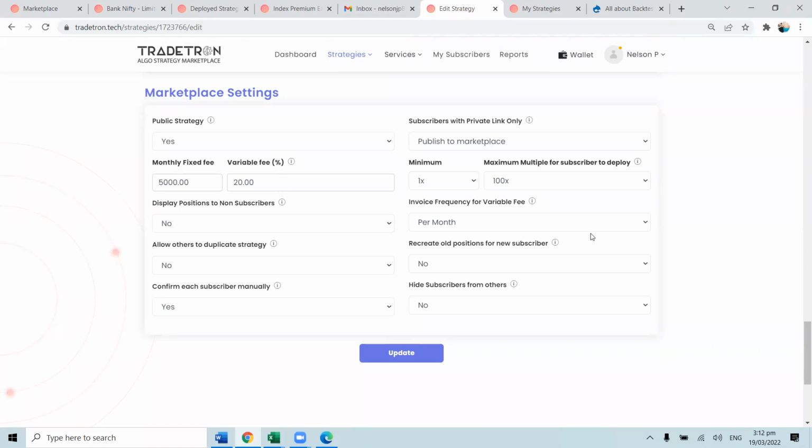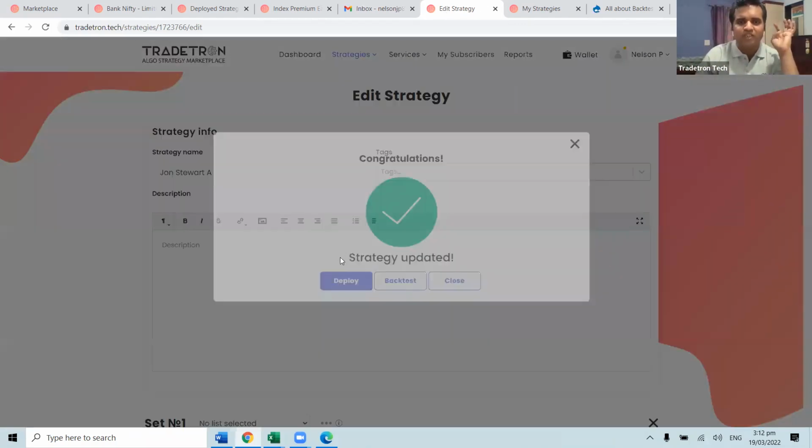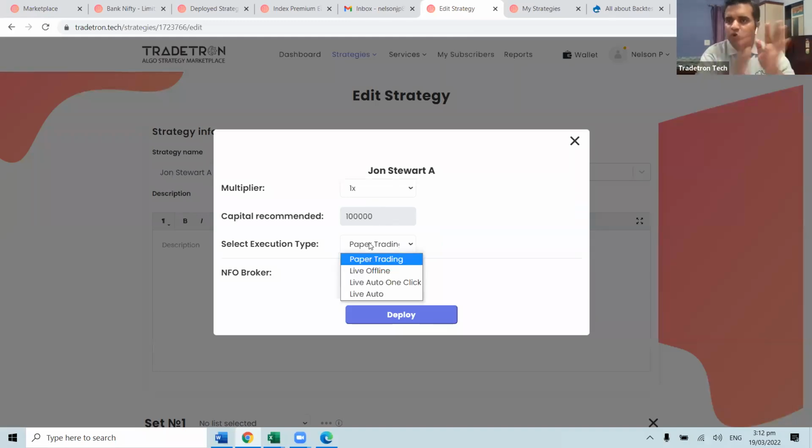Can you describe live offline once more? Live offline is similar to paper trading. There are 4 deployment options: if I update this and put deploy, it will give me these 4 options. Paper trading is going to be paper trading on the Tradetron server terminal. Live offline is also similar, and it will not take trades in your broking account. It will take trades in the Tradetron terminal only, but the data, the LTP, the market price, comes from the broker terminal of your broker choice. For example, if Zerodha is your broker, then the live offline market price is taken from Zerodha. But if it is paper trading, it is internal Tradetron server data. That is the difference between live offline and paper trading.